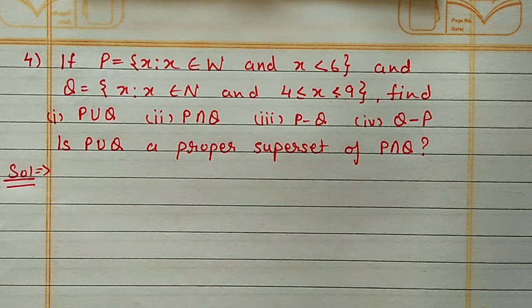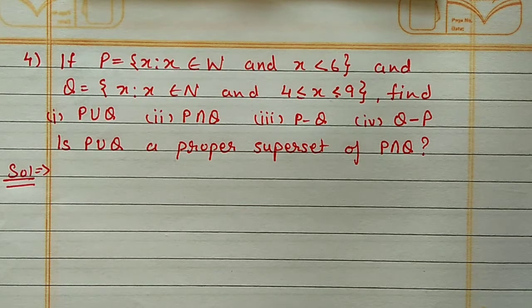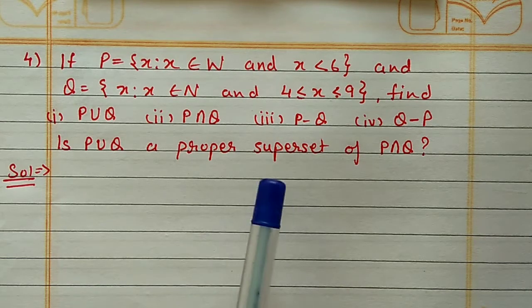Next, question number 4. If P is equal to {x such that x belongs to whole numbers and x is less than 6}, Q is equal to {x such that x belongs to natural numbers and x is greater than or equal to 4 and less than 9}, find P union Q, P intersection Q, P difference Q and Q difference P. And we have to tell this also: is P union Q a proper superset of P intersection Q?